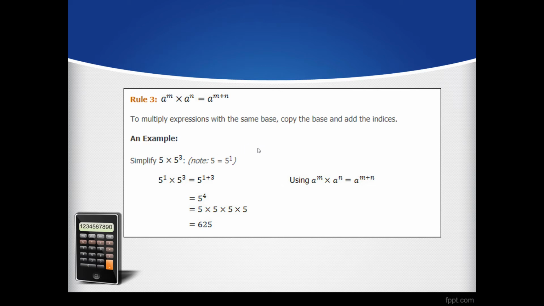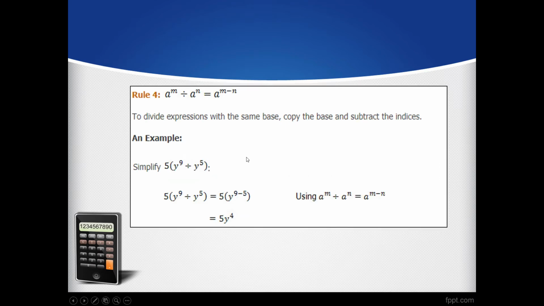3, 3, 9, 27, times 3, 81, times 3, 243, times 3. To make sure, let's use the calculator. 3 times 3 times 3 times 3 times 3 times 3. Yes, so that's 729. This is the third rule of indices, or the third law of indices.